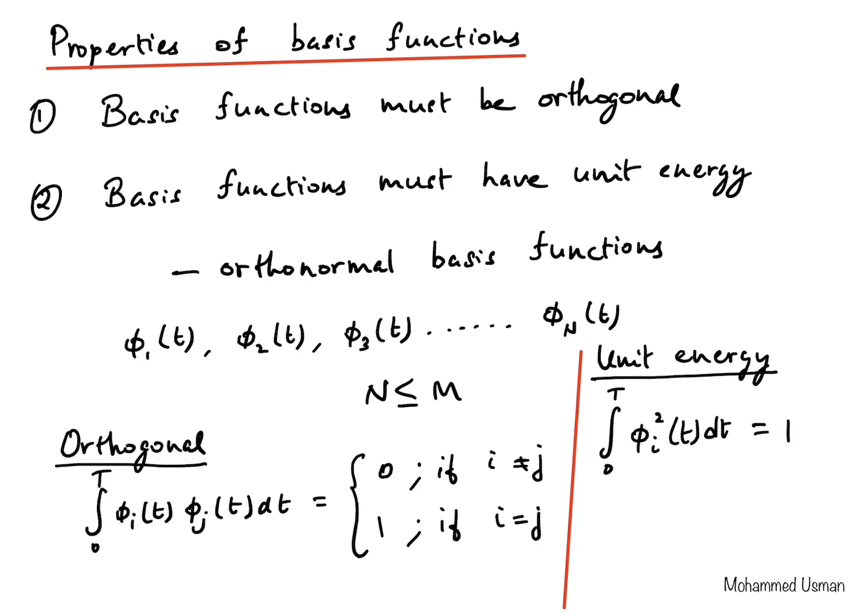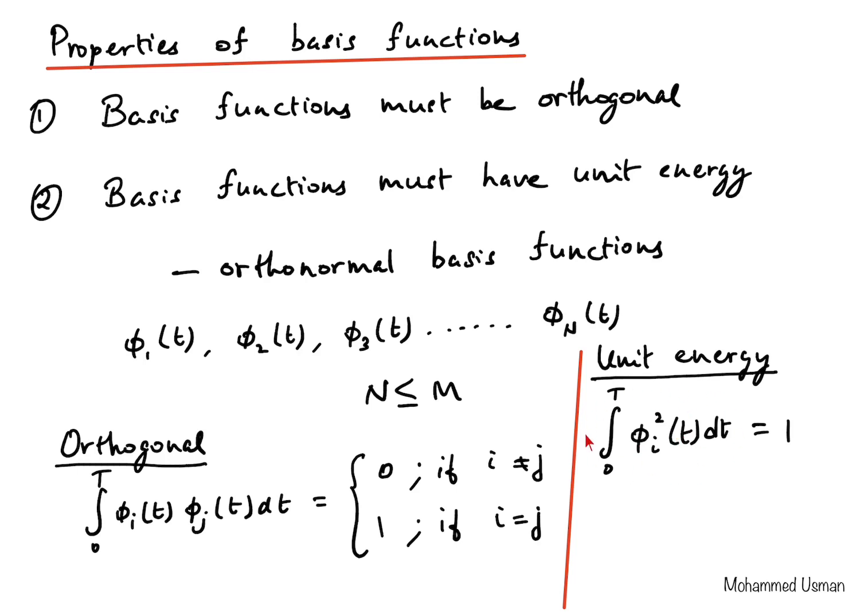Now if it's equal to 1, it satisfies this condition, that's when i equals j, so it's unit energy. If it is any other number other than 1 and non-zero, then it is simply orthogonal but not orthonormal. So the basis functions should be orthonormal. That means their dot product should be 0 and their energy should be equal to 1. So that's phi i square.